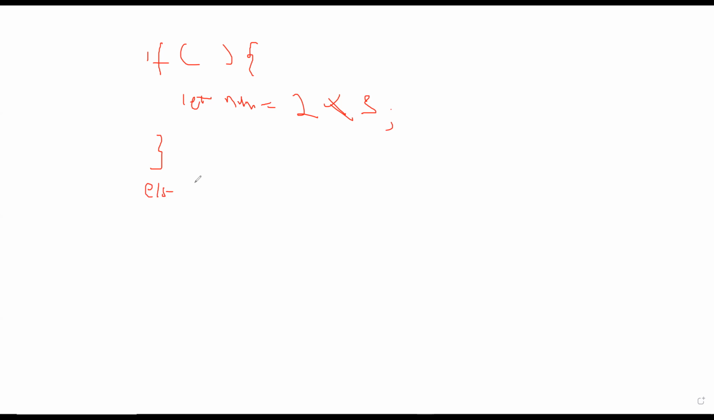And I say else, let ratio be 2 divided by 3, right? And I now try to say console.log num and ratio.